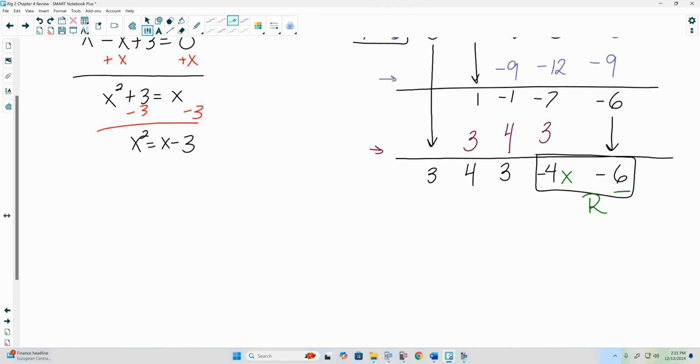Questions on that there, why I added that negative? Good. First number outside the box, the 3 is our term without x. 4 is our term with x. And our 3 is our term with x squared. So what we're left with is 3x squared plus 4x plus 3 plus our negative 4x minus 6, which is being divided by our x squared minus x plus 3.